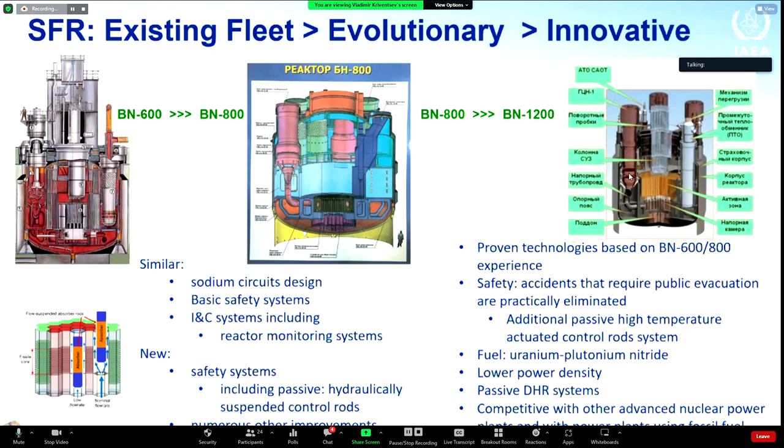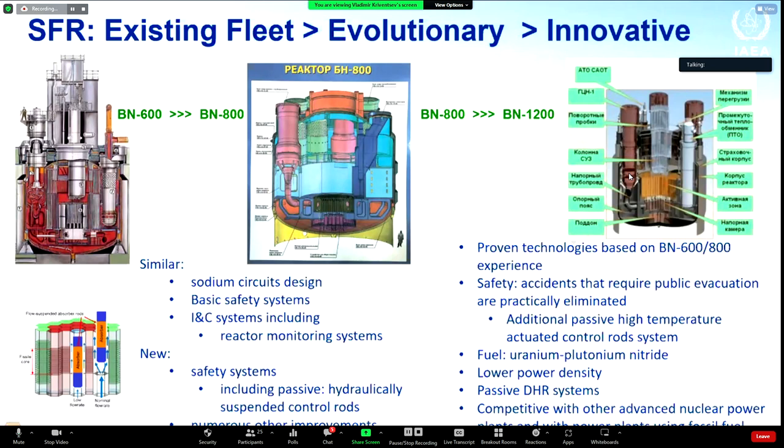But when Russia now is designing BN 1200, this is already industrial side, big power reactor. And what is innovative? This is, first of all, a proven technology based on the experience of both previous BN 600 and 800 reactors. However, there are several additions. For example, they postulate that accidents that require public evacuation are practically eliminated, and that is thanks to the passive shutdown system, including this hydraulically suspended control rod and an additional passive high temperature actuated control rod system. The reactor will be using uranium plutonium nitride fuel, which is considered better and safer as compared to the MOX fuel.